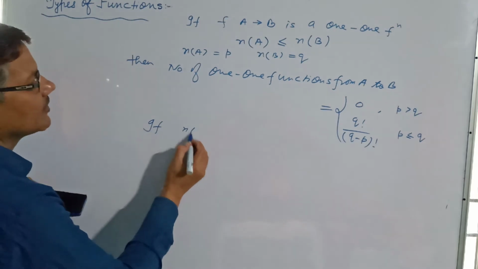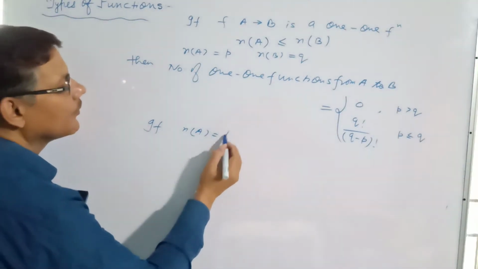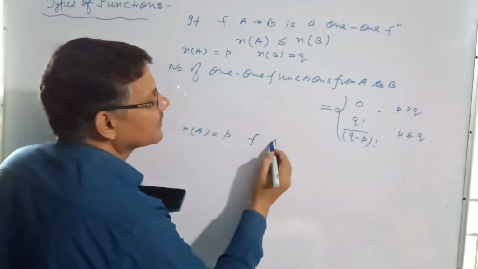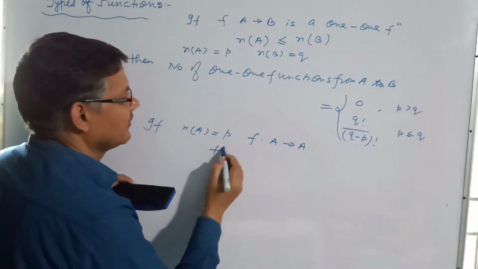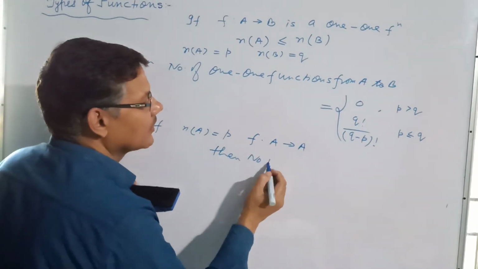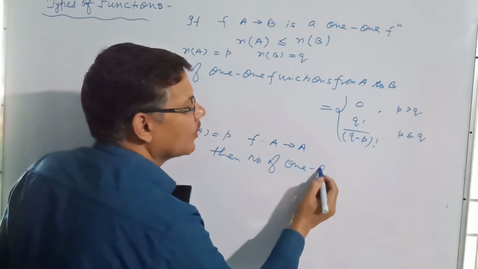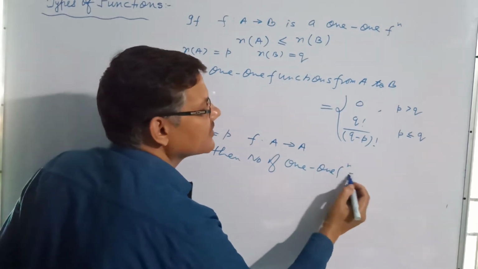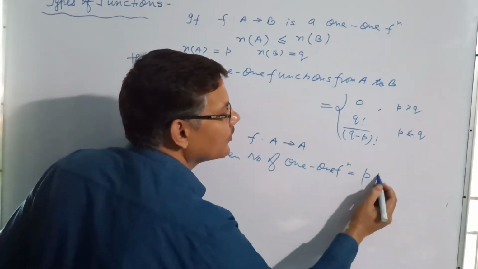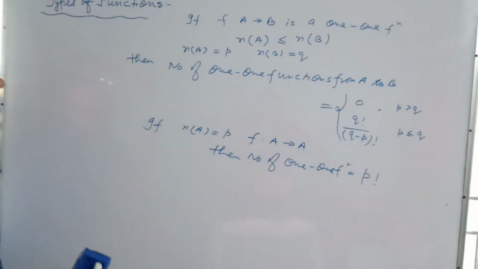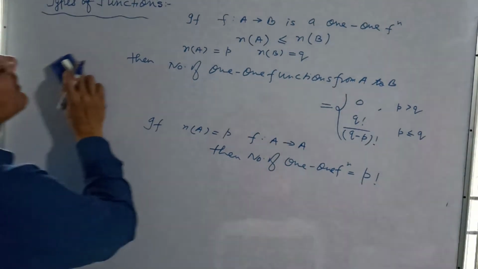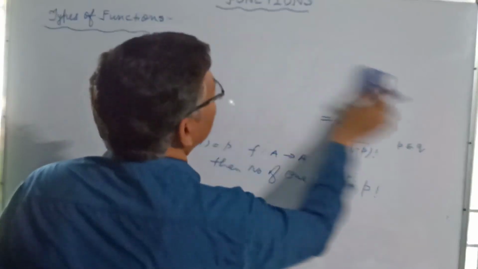If the number of elements in A is equal to P, and f is a function from A to A, then the number of 1-1 functions is very simple, P factorial. This is about the number.